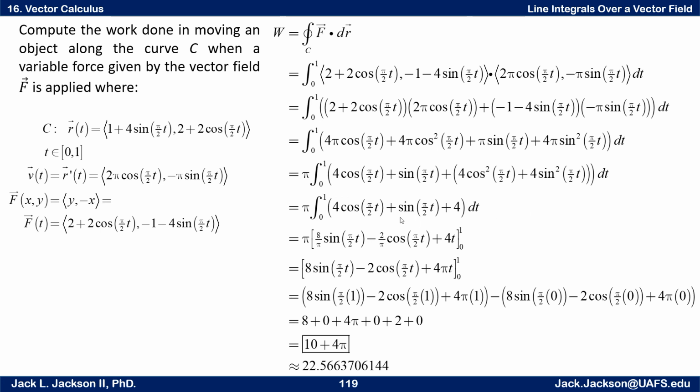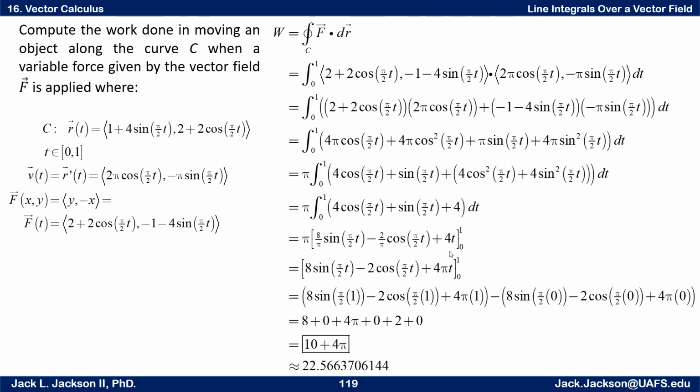So this is a pretty straightforward calculus 1 integral where we just let u be pi over 2t, du is pi over 2 dt. And so this works out pretty easily. So the antiderivative here is we multiply by 2 over pi times the 4 is 8 over pi sine of pi over 2t. We have this one is the minus 2 over pi cosine of pi over 2t, and of course the 4 just picks up a t.